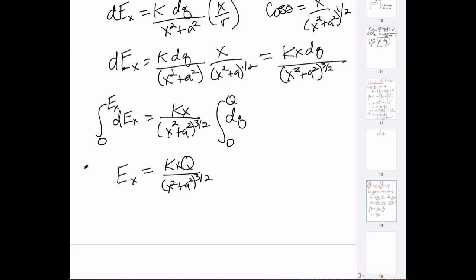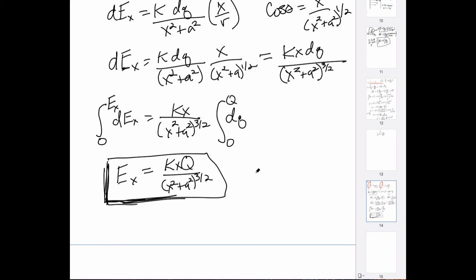So this result is now a general result for a ring of charge. Let me make a box. Don't you like to make boxes around your answers? That's terrible. That's much better. That is ridiculous. k times x times Q over x squared plus a squared to the 3/2 power.